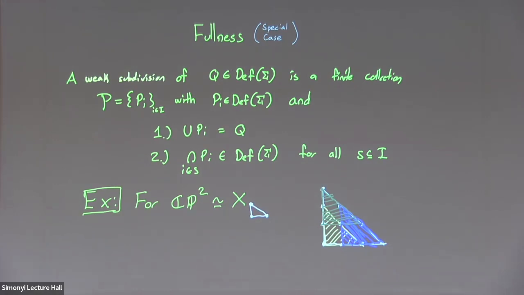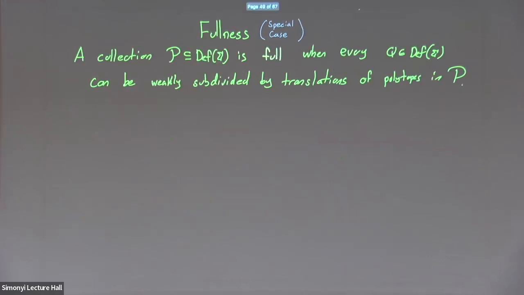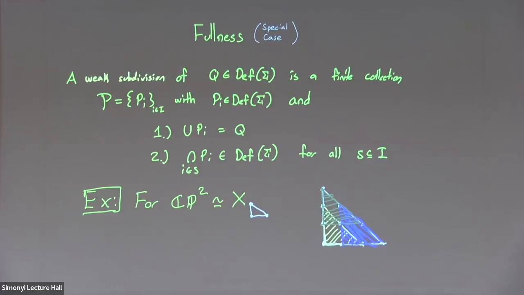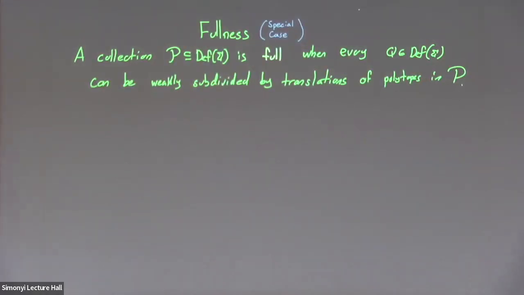Now, the intersection of any two triangles is a smaller triangle, and the intersection of all 3 is a point, which is in my fan. So this is a weak subdivision of that third dilation of the triangle. And this is giving an exact sequence of O3 in terms of the other O's. So I'm going to say that a collection is full if it satisfies the following property. Every polytope in my deformation cone can be weakly subdivided by translations of polytopes in P. And this is a really weak statement, but it's nice for our purposes.